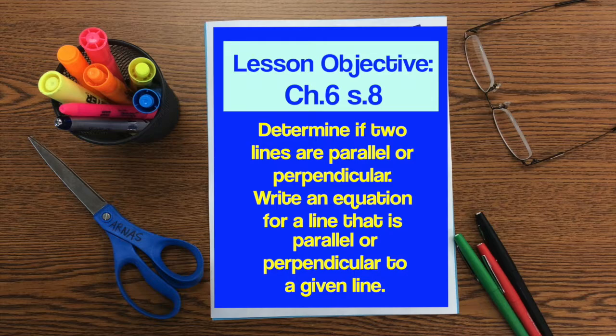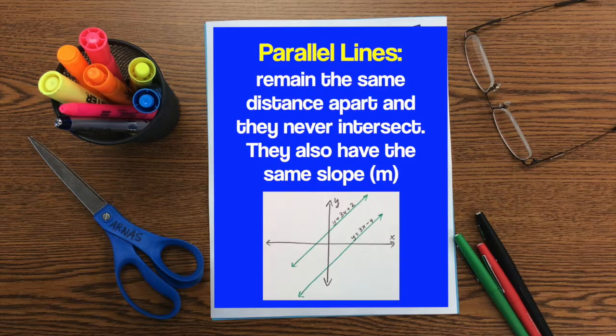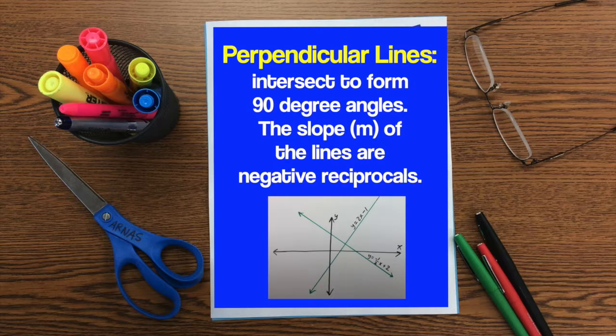In this lesson, we're going to determine if two lines are parallel or perpendicular, and then we're going to write an equation for lines that are either parallel or perpendicular to a given line. Two lines are parallel if and only if they have the same slope and the lines never intersect. Lines are perpendicular because they intersect to form four 90-degree angles. Those two perpendicular lines also have slopes that are negative reciprocals.